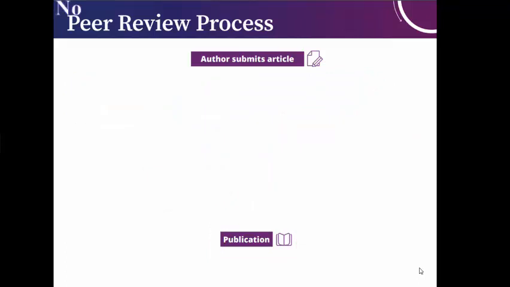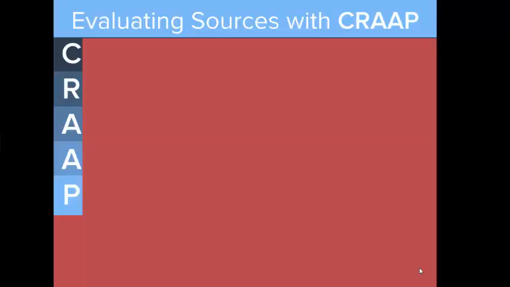When there is no peer review process, the author can publish immediately. Anyone can publish on the internet, so you need to check if the article you are using is low or high quality. Here are some basic questions you can ask to help you decide on the quality and suitability of your source.